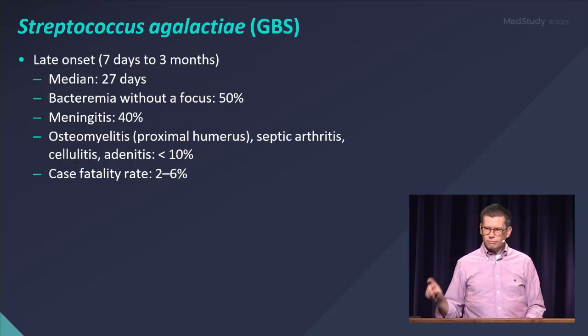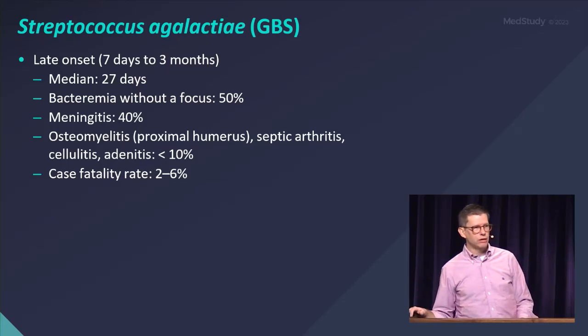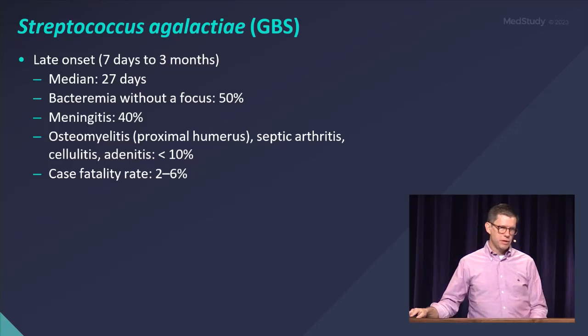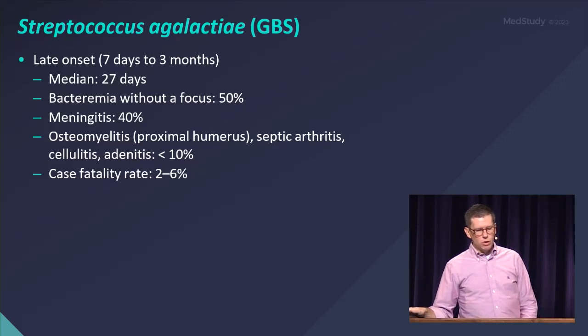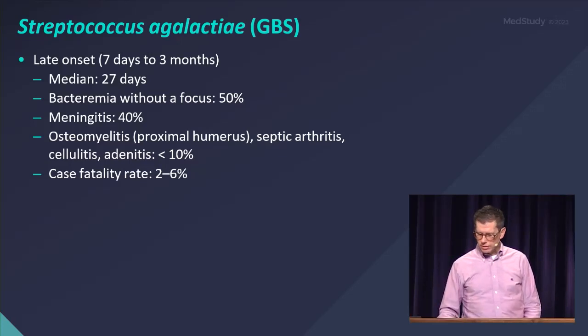Less so with group B strep late onset disease. It doesn't appear that IAP, for whatever reason, has a dramatic effect on the incidence of this. Most of the time, it's going to be bacteremia without a focus, and then followed by meningitis, and then bone and joint infections, or cellulitis and adenitis.